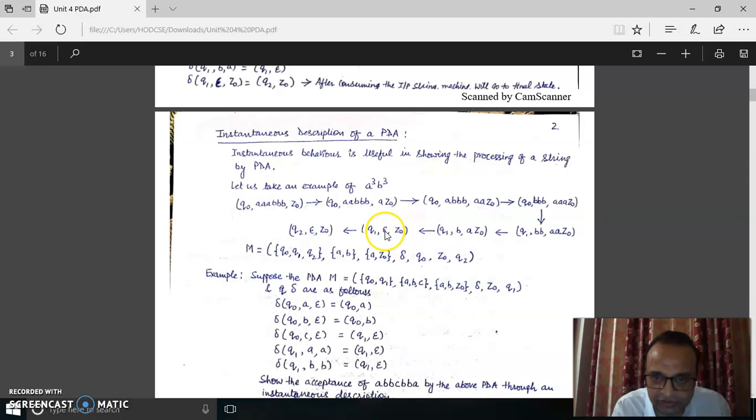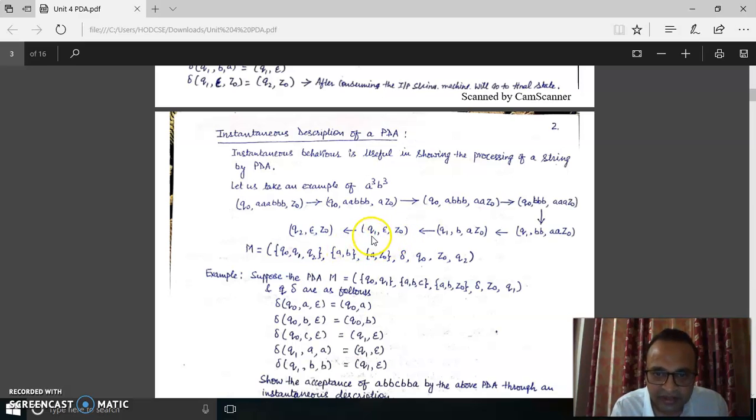String is now exhausted, and for this one, this A which was on the top of the stack has also been popped. Now the stack top symbol is the stack initial symbol. Now see here, machine is on Q1 state, string is exhausted, and the stack top symbol is Z0. It shows that the complete string has been exhausted and the stack is now empty. There is the stack initial symbol on top.